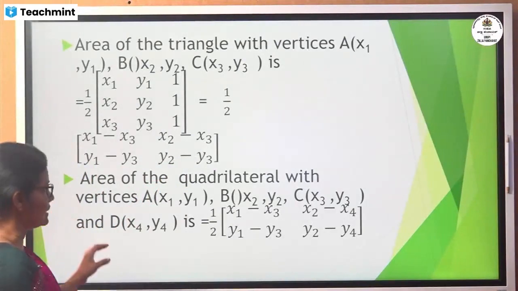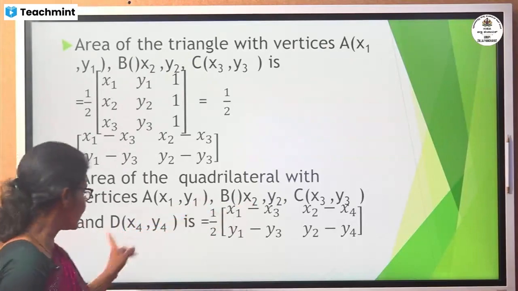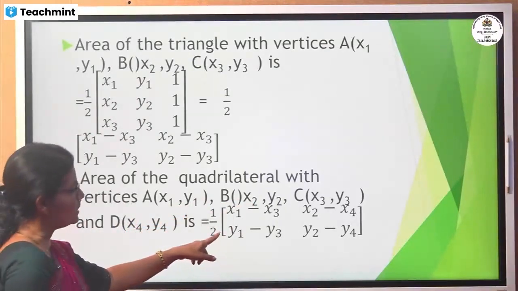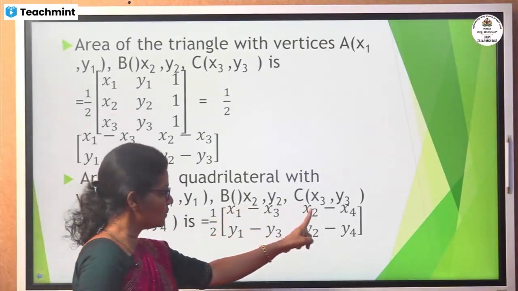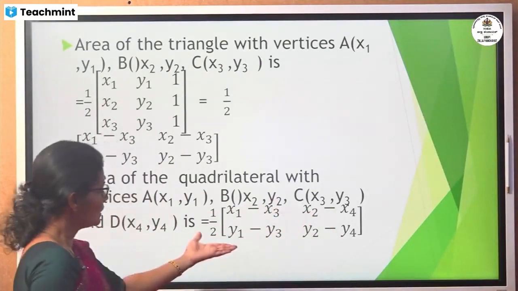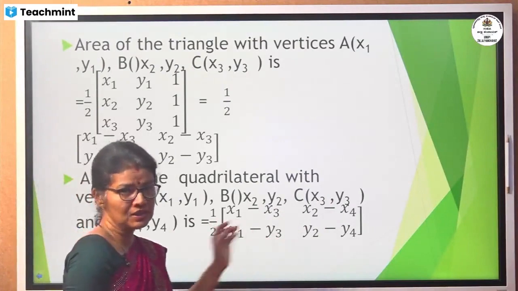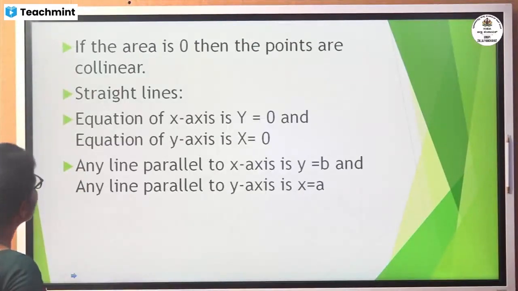Suppose it is quadrilateral. Area of the quadrilateral with 4 vertices given is half into determinant value x1 minus x3. Second point in the first row, that is x2 minus x4. Then in the second row, y1 minus y3, y2 minus y4. Now, if the area is 0, the points are collinear, mentioned already.